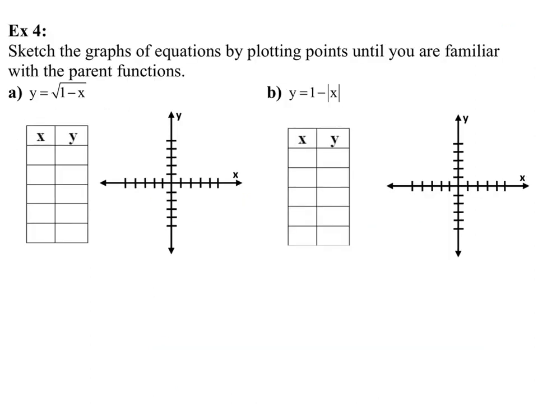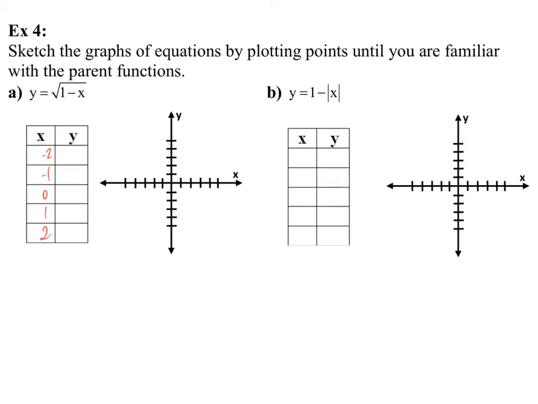All right, for example 4, sketch the graphs of the equations by plotting points until you are familiar with the parent functions. Okay, so like I said before, if you have no idea how to graph the equation that you're looking at, then just choose x values, figure out the y values, and you'll get a semi-accurate graph. All right, so I'm going to choose negative 2, negative 1, 0, 1, and 2.